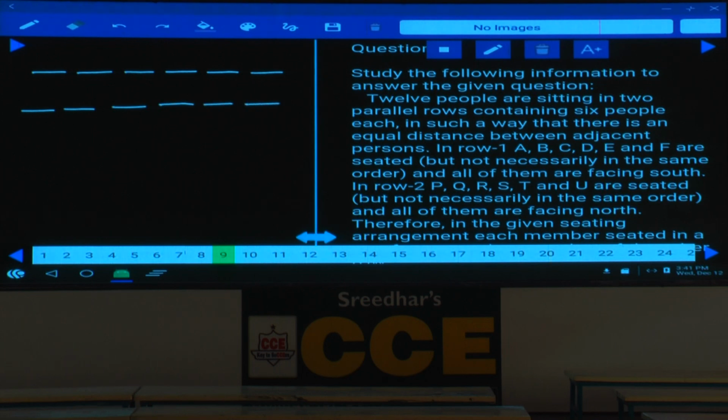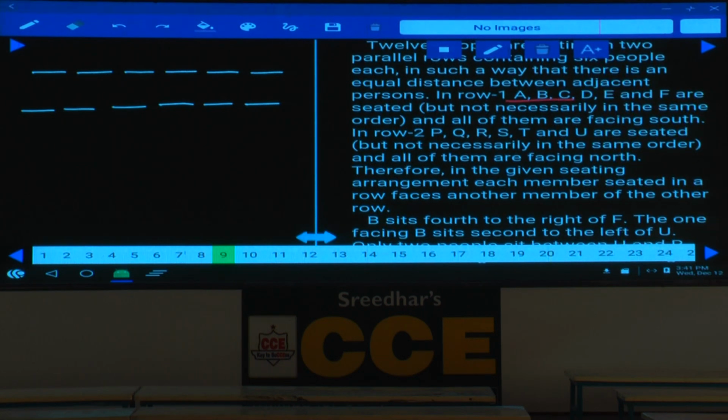Now in these two rows, in row 1 A, B, C, D, E and F are seated and all of them are facing south. These are the persons who are facing south, A to F. And in row 2, P, Q, R, S, T and U are the persons in the second row.